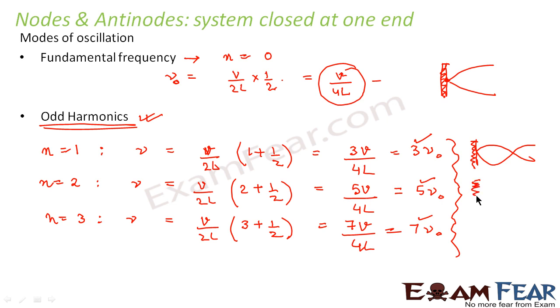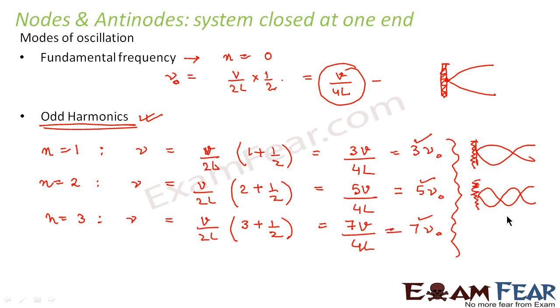Similarly, as you go ahead, you would get figures like this, right? I don't think it is any more confusing. It is just a simple logic: nodes at rigid ends and antinodes at open ends, right? So till now I was deriving things. In the next slide, I will show you how you can derive the relation just by looking at the diagrams, or how you can relate things more easily with the help of diagrams, even without memorizing the formulae.